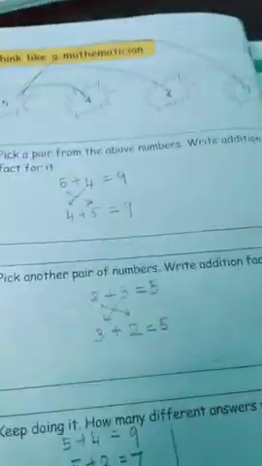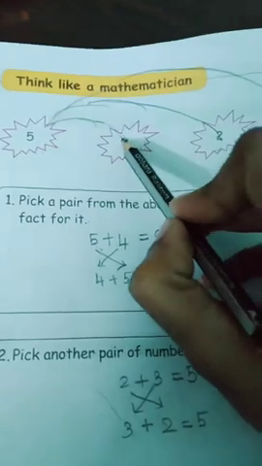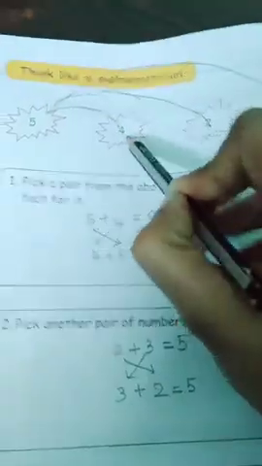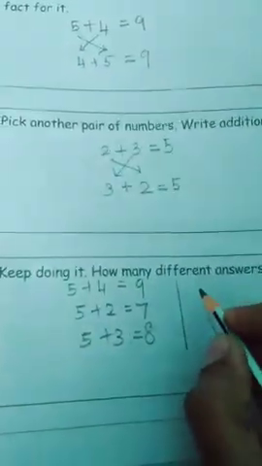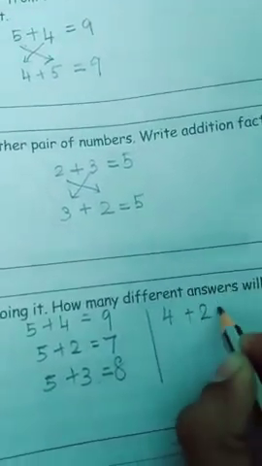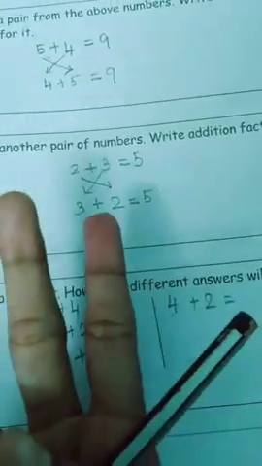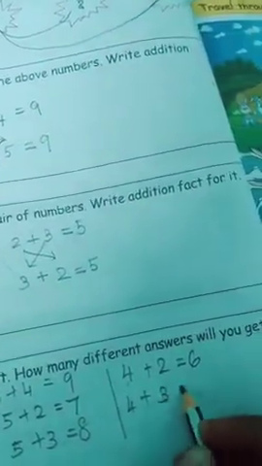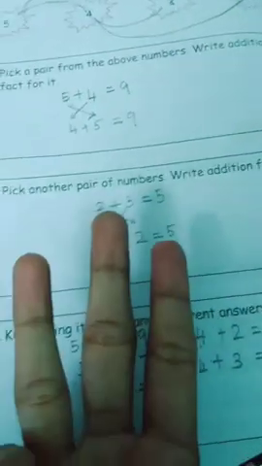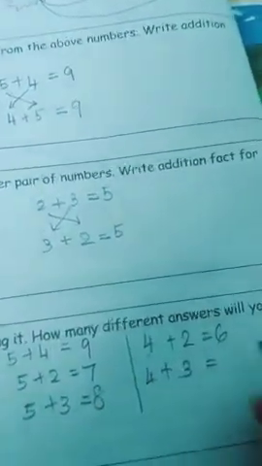Okay? Now I kept the 5 the same and changed all the other numbers. Now the next number is 4. So 4, 2, 4, 3. Okay? So 4 plus 2 equal to 4 in the mind, 2 on the finger, 4, after that 5, 6. Then 4, 3. 4 plus 3. 4 in the mind, 3 on the finger, 4, after that 5, 6, 7.